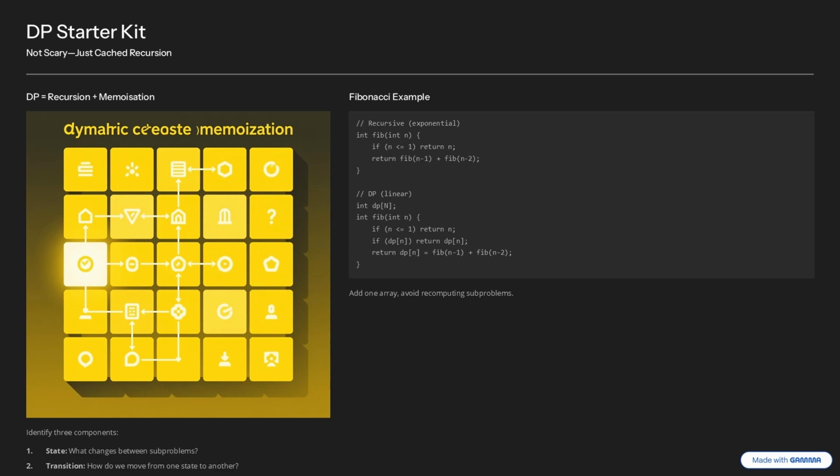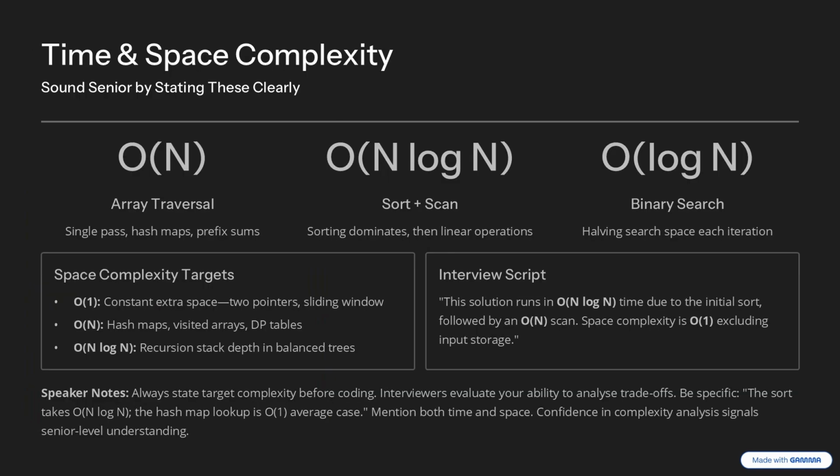In interviews, state complexity clearly. Call out the dominant operation. Sorting is O of n log n. A single pass is O of n. Binary search is O of log n. Also mention space. O of 1 if constant, or O of n if you use a map, visited, or a DP table. This makes you sound intentional and senior.